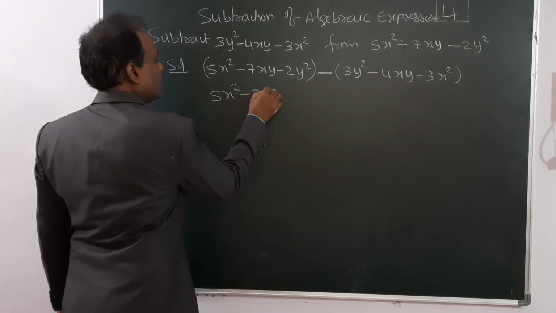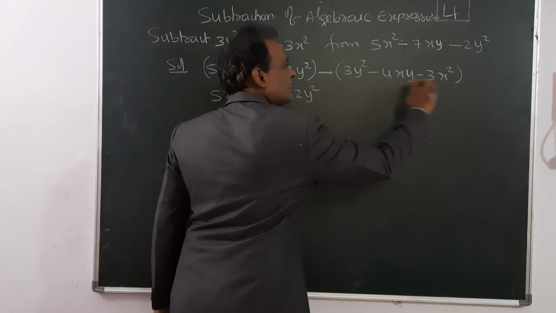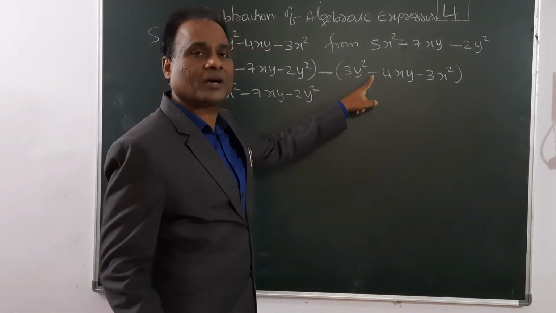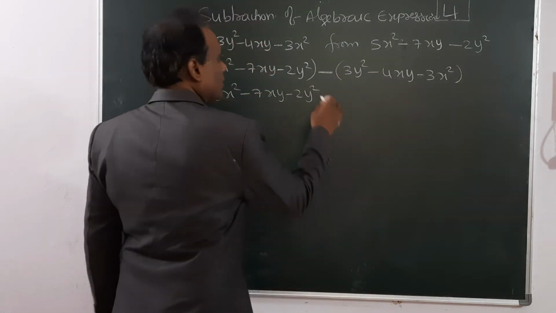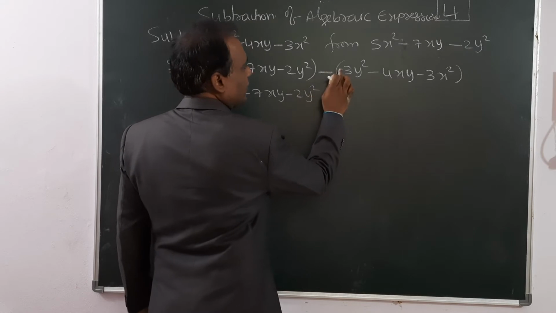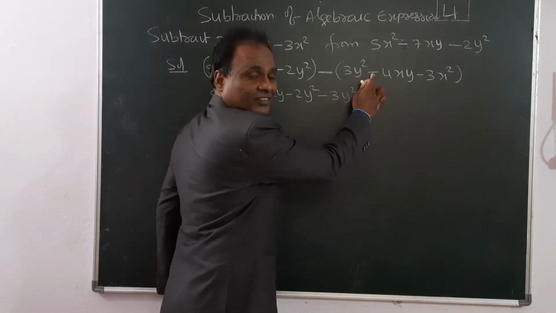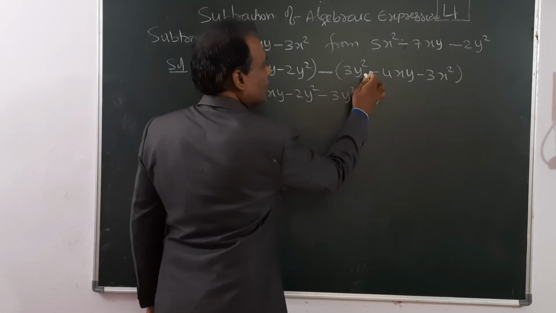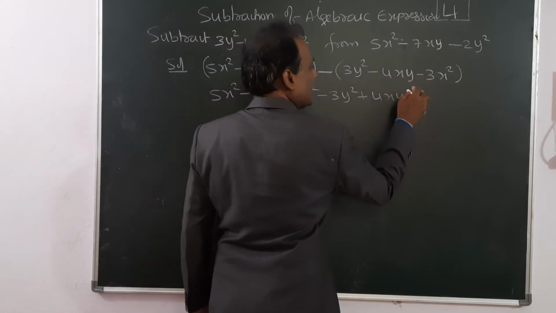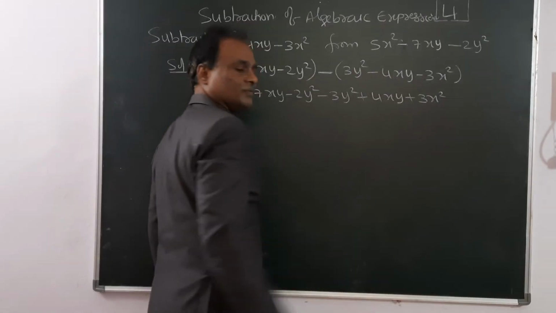Now, 5x square minus 7xy. I am opening the brackets. Minus means all the signs will change. If it is a plus, it will become minus. If it is minus, it will become plus. Minus into plus is minus. Minus into minus is plus.